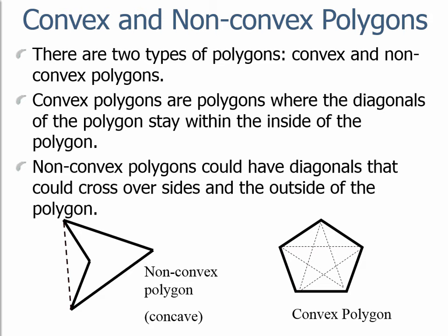Convex polygons are polygons where the diagonals of the polygon stay within the inside of the polygon, and non-convex polygons will have diagonals that could cross over sides and the outside of the polygon. All right, we'll talk about it. I'll let you guys copy it, and then we'll discuss it in a minute.